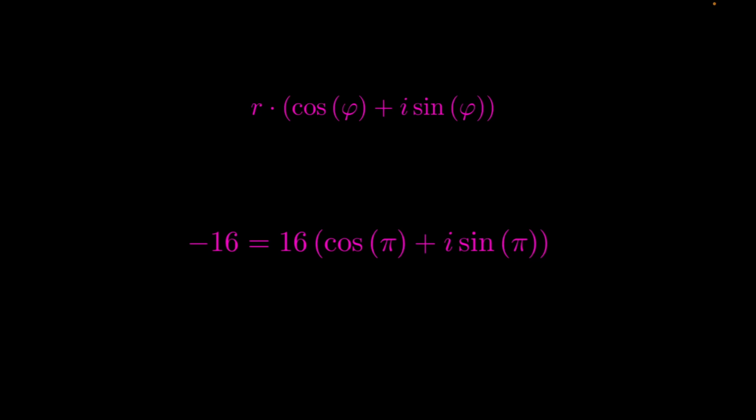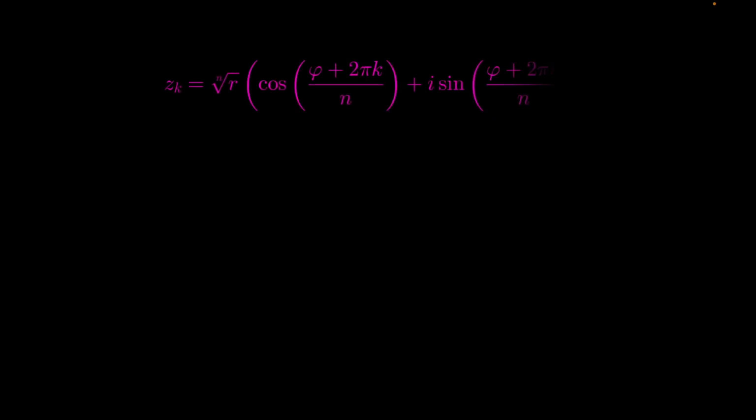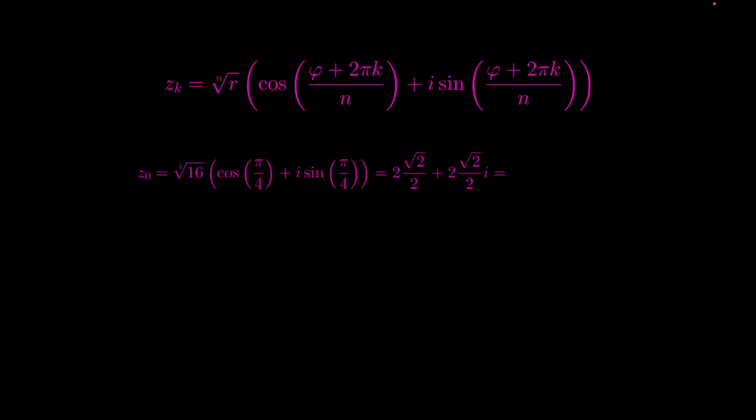So now we can use the formula for the kth root of minus 16, and we just have to plug in for z0, we plug in for k equals 0, so we get pi quarter as the argument of cosine and sine, and this will be the square root of 2 divided by 2, and in the end our first root will be the square root of 2 plus i times the square root of 2.